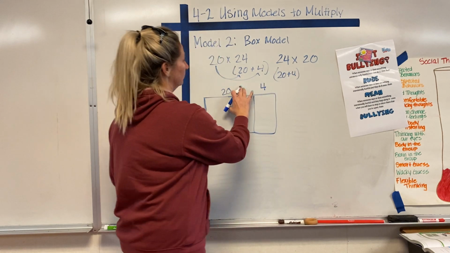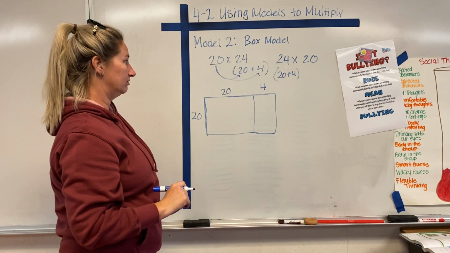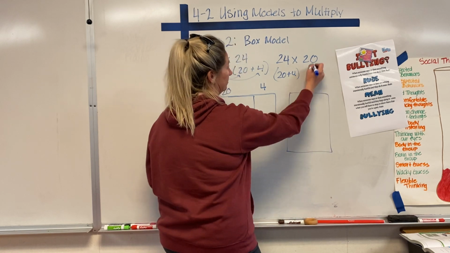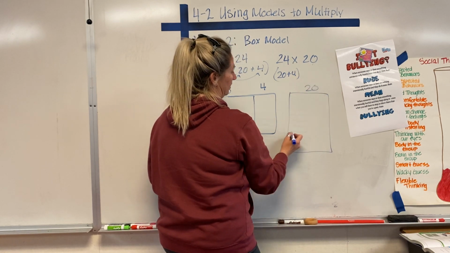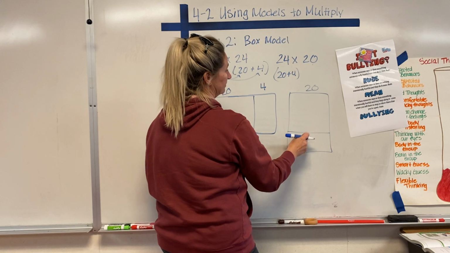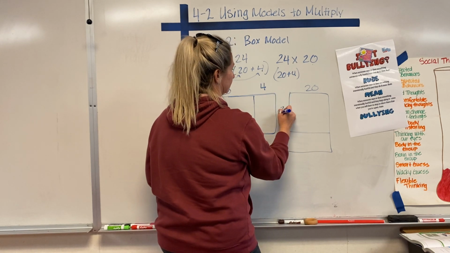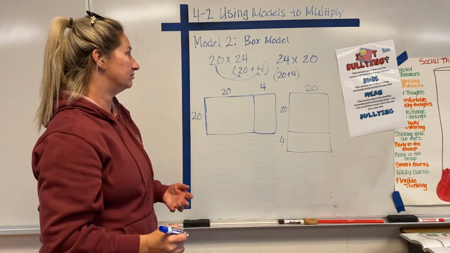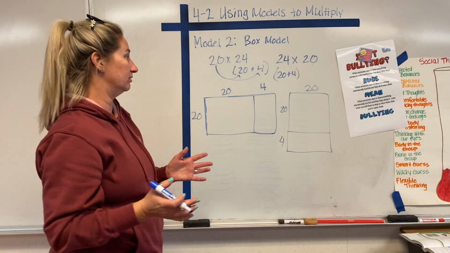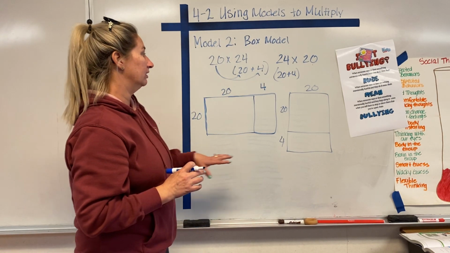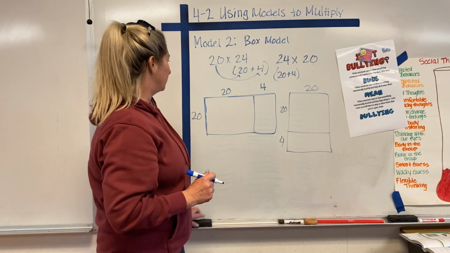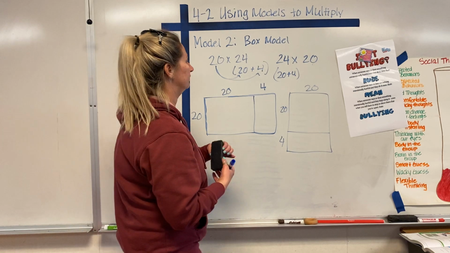And you can still write your box this way, or you could write your box this way. You could put this 20 on top and have two boxes, one for your tens and one for your ones, like that. It doesn't matter what order because you're multiplying. You can multiply in any order. You can move the boxes around, it doesn't matter. But we're just going to do it this way for now.